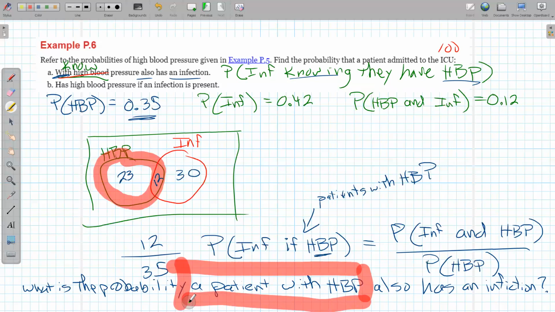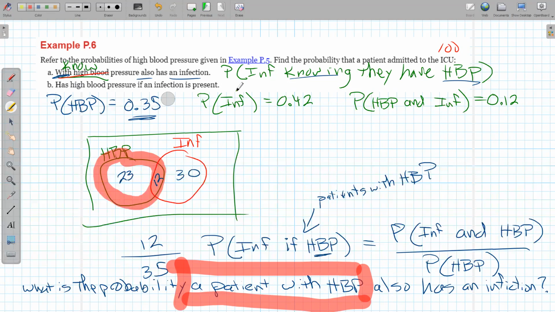And so that sets off our new denominator, our new universe. All we're thinking about now is high blood pressure people. We just focus on that group. And so that's why we have to change the denominator. We'll do a couple more of those and try to get more used to them.